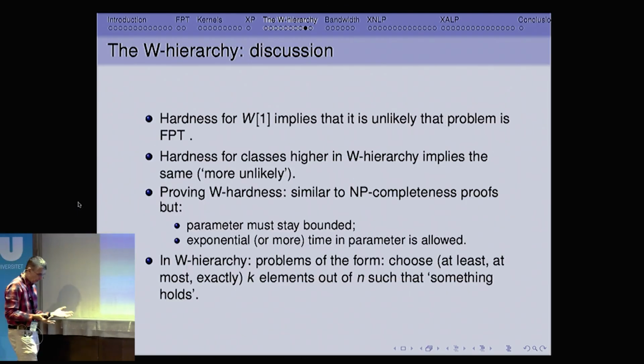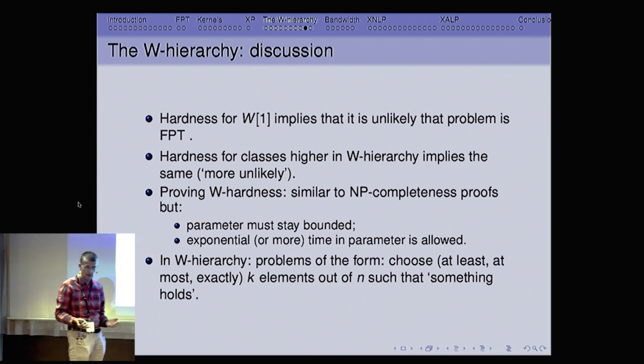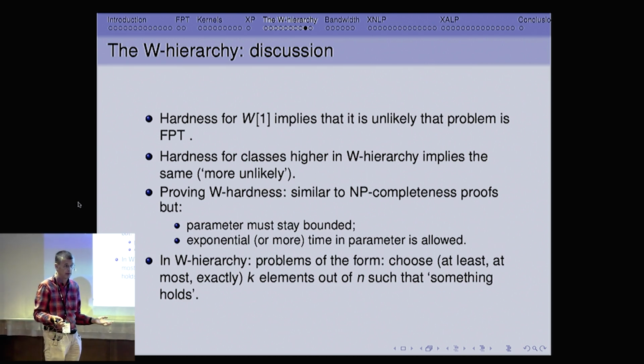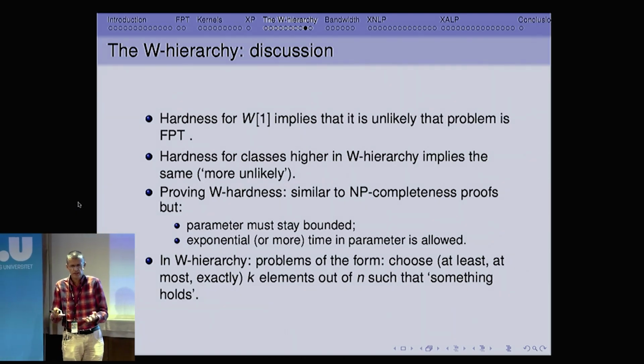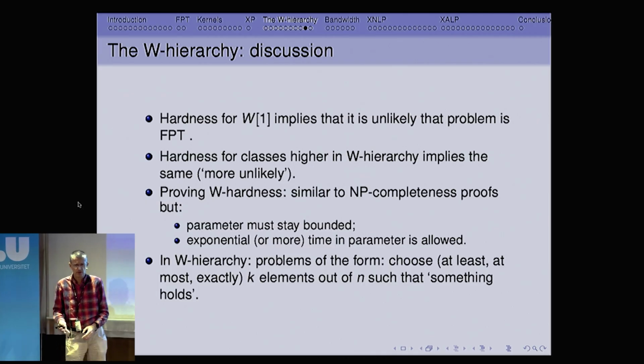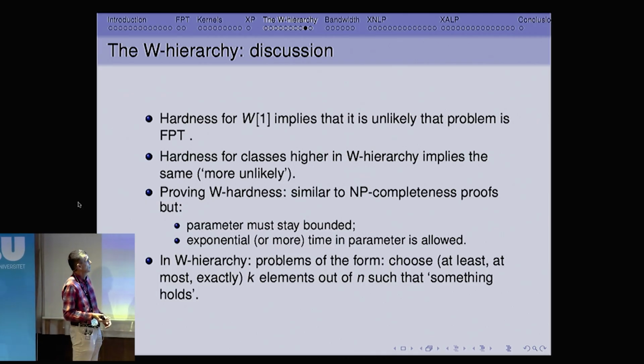So W1-hardness, as I said, tells that it's unlikely that the problem is FPT. And what does it mean that the problem is hard for W2? Actually, not really much more. It's even more unlikely because it's a larger class.